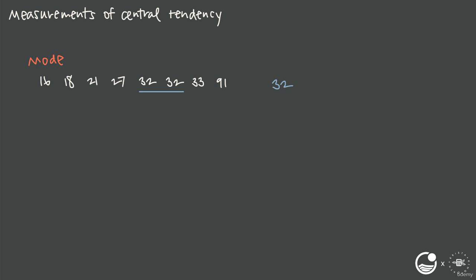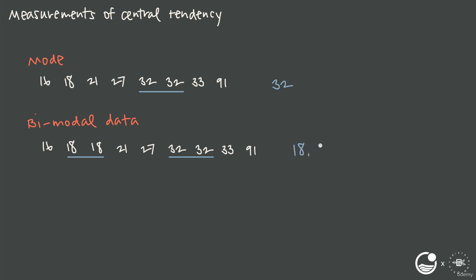Now, a couple of things to think about with mode. We can also have a bimodal data set. So this is the same set, except that we have inserted an extra data point, an extra value of 18 here. So 18 occurs twice and 32 occurs twice. So we might say that this data set is bimodal, that it has two modes, a mode of 18 and a mode of 32. So 18 and 32, and indicate that this is a bimodal data set.